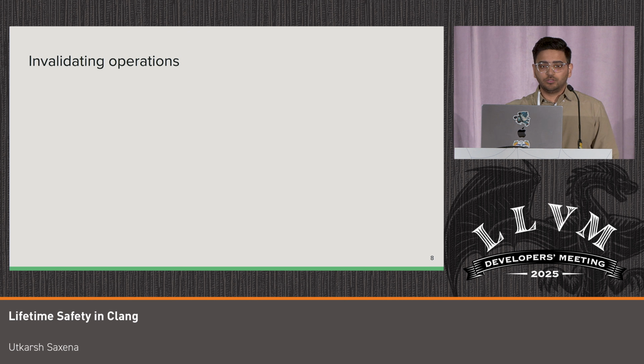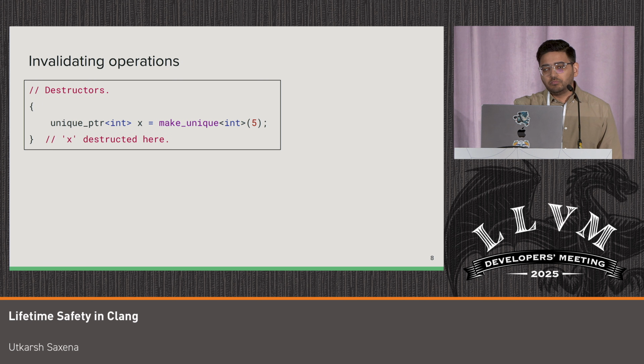Let's take a deeper look at some examples of invalidating operations. These operations can be normal destructors that we just saw, or destructors of stack objects that manage heap memory, and that happen at the end of scopes. This destructor can also be manually called in the code, which would be really bad.